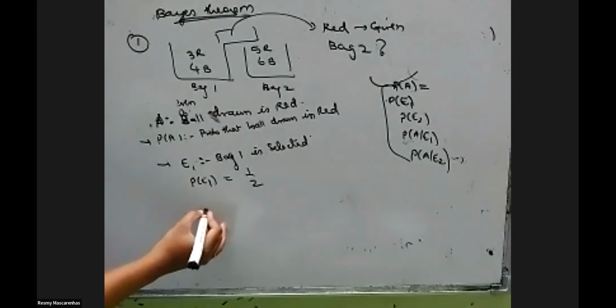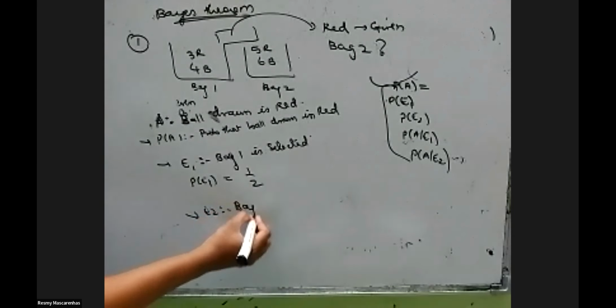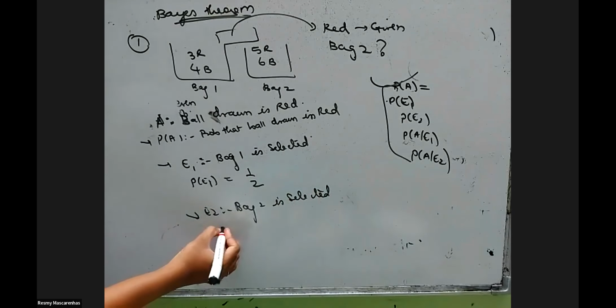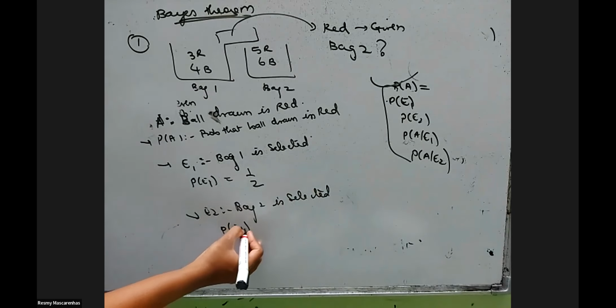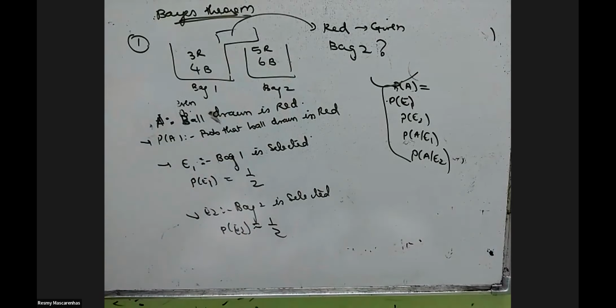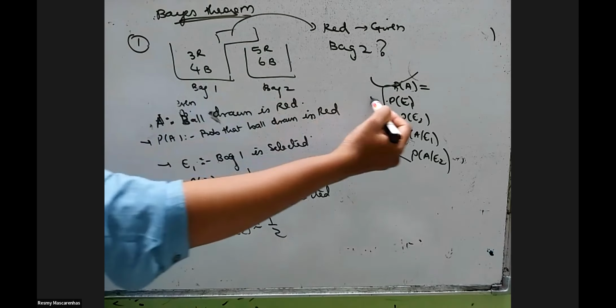Then E2, bag 2 is selected. Probability of E2 will be, again, half. For this one also, 1 out of 2. If you pick bag 2, again you are picking 1 bag out of 2 bags. So this part is done.